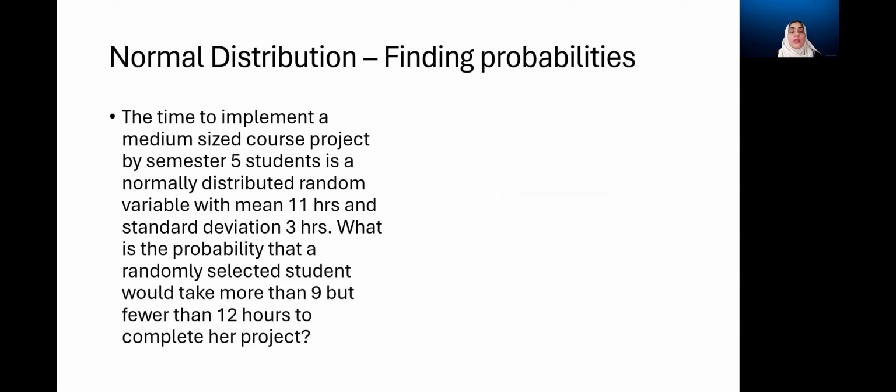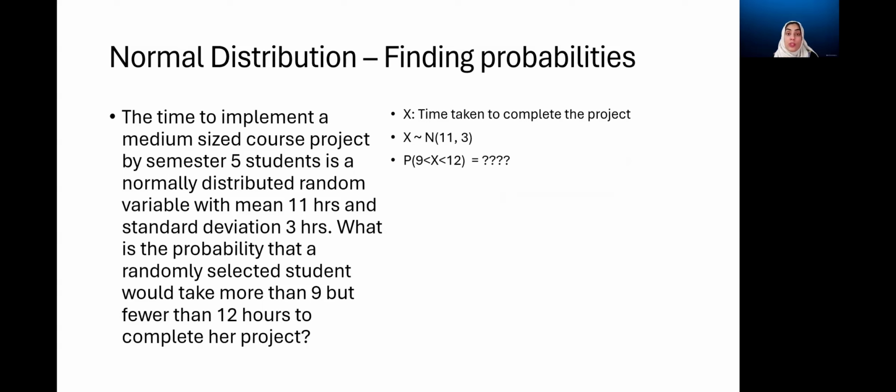An example is the same example, and now we are to work out the probability of what is the probability that a randomly selected student would take more than 9 hours, but fewer than 12 hours to complete her project. So X is the time taken to complete this project, and we've been told that X follows the normal distribution with 11 as the mean and 3 as the standard deviation. And this is what we need to find out, which is X is greater than 9 and less than 12.